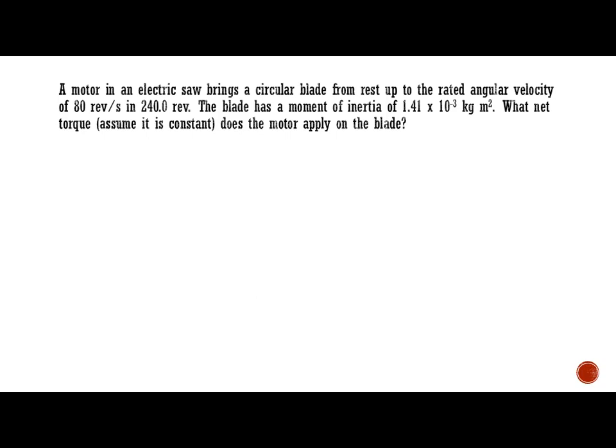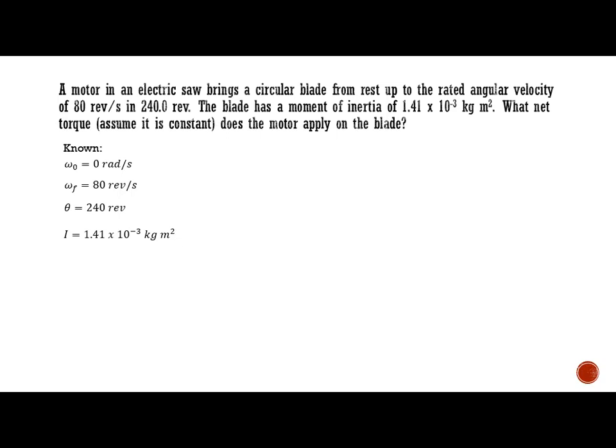So here we have an electric saw motor, and we have a circular blade. It's going to go from rest to an angular velocity of 80 revolutions per second in 240 revolutions. It tells me the moment of inertia of the blade, 1.41 times 10 to the negative third kilogram meters squared. And it wants to know what is the net torque the motor has to apply to the blade. The first step is to figure out what the angular acceleration of the blade is. Here are the 4 things that I know.